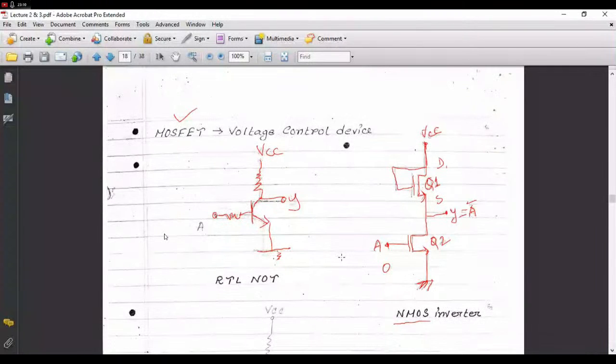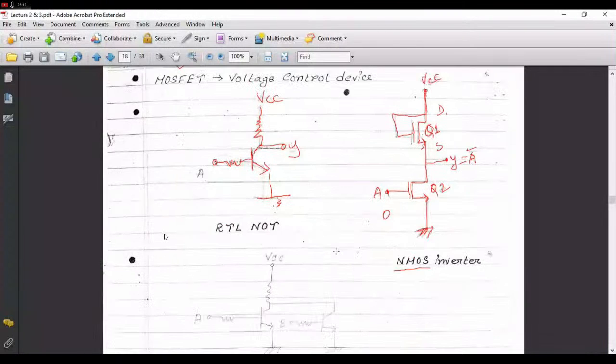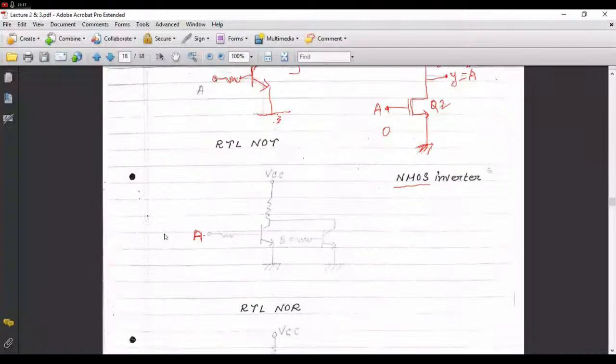So now let's look at RTL NOR gate. We have already seen RTL NOR gate. Along with RTL NOR gate, in fact, we have also looked at calculations. So we pretty much know how a NOR gate works. So can anyone tell me what is the truth table of a NOR gate? Isn't it the opposite of OR gate?